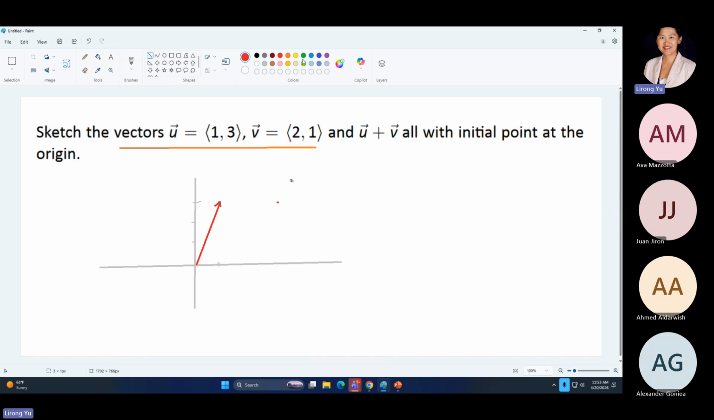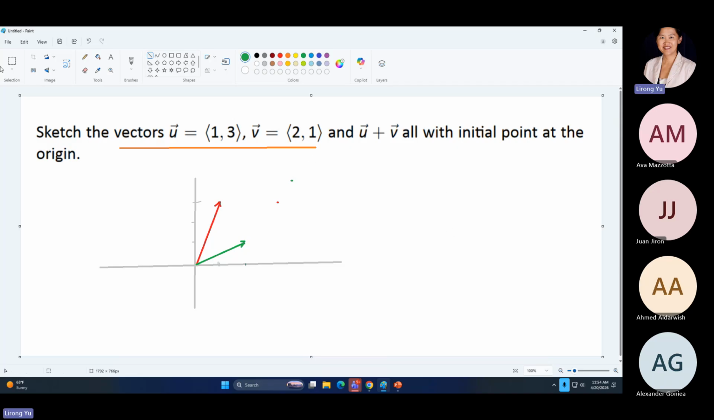The second vector is vector 2, 1. To find the point 2, 1, we started connecting it. It's the vector 2, 1.